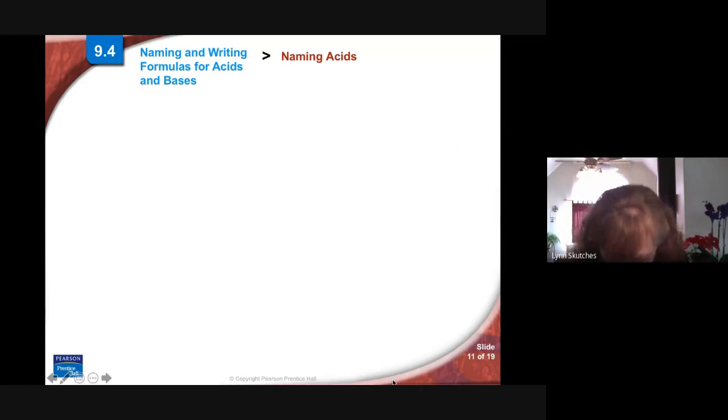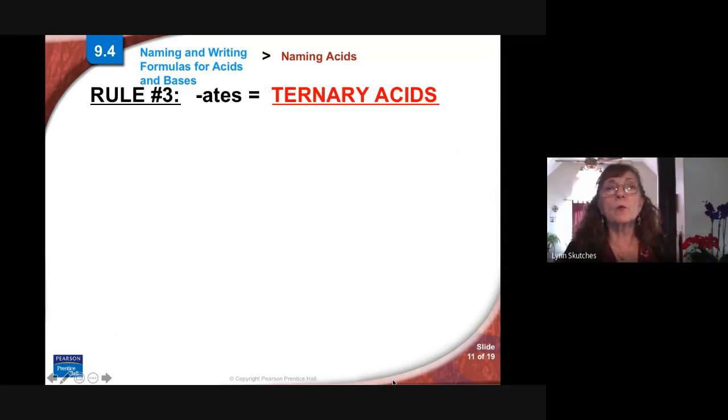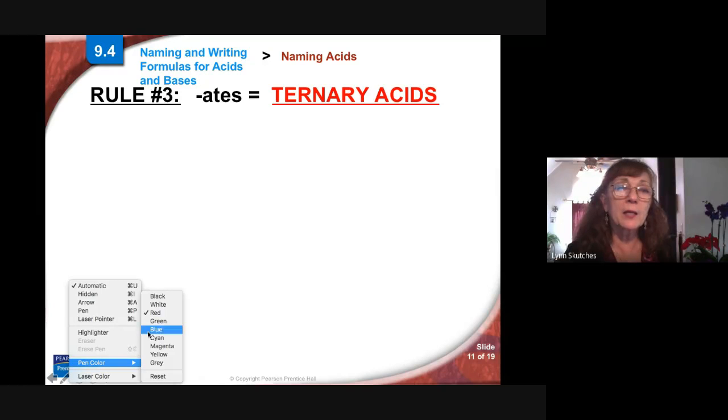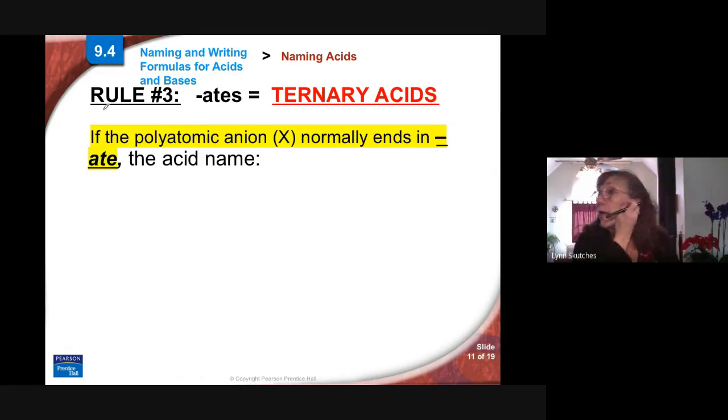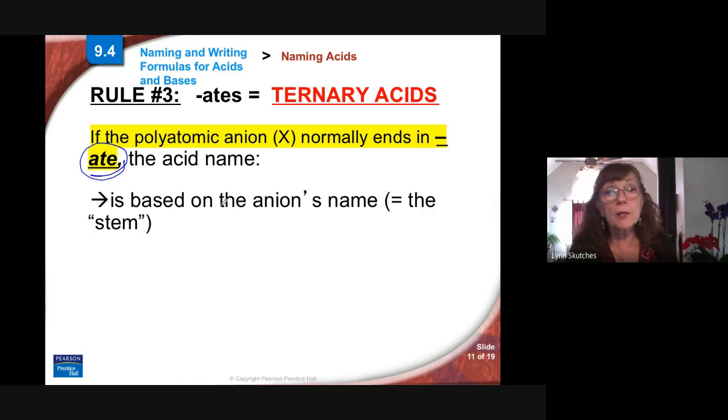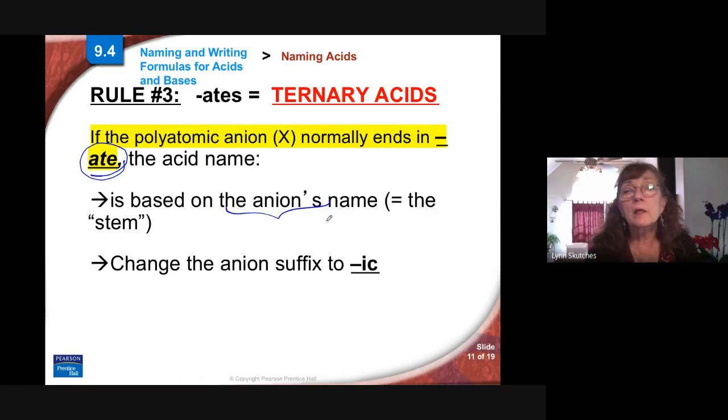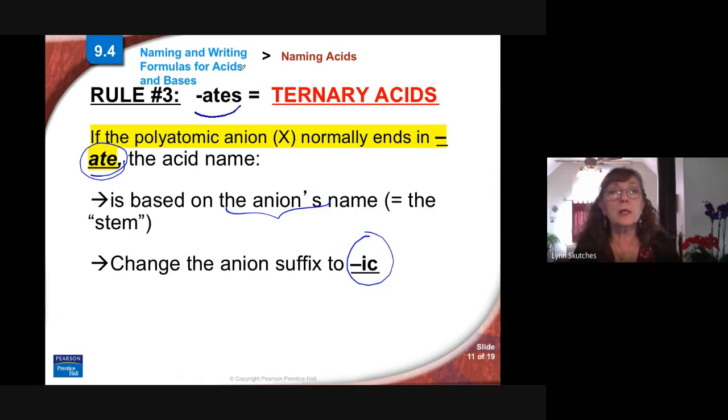All right, next, what do we do with acids, or excuse me, with polyatomics that end in ate? Again, that's got the one more oxygen. And so again, it's a ternary acid. It has hydrogen because it's an acid, and the anion ends in ate. This time we would still base it on the anion's name, the little front part, and then the ending becomes ic. So it's ate for the polyatomic, becomes ic for the acid.